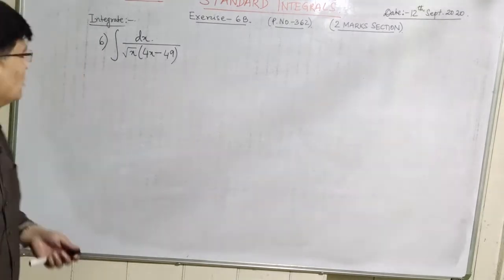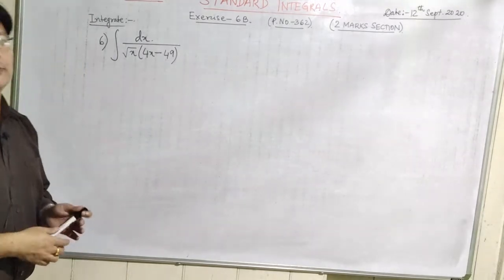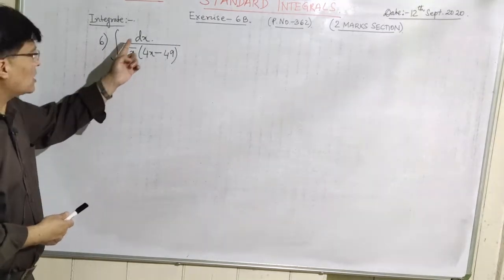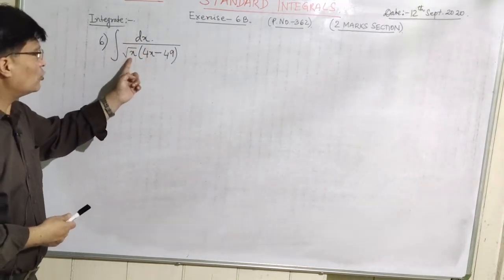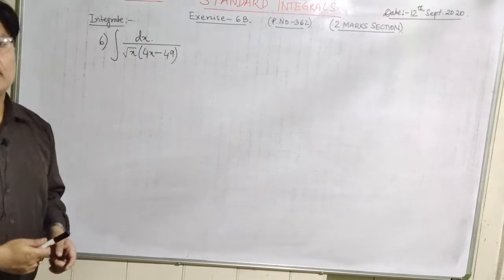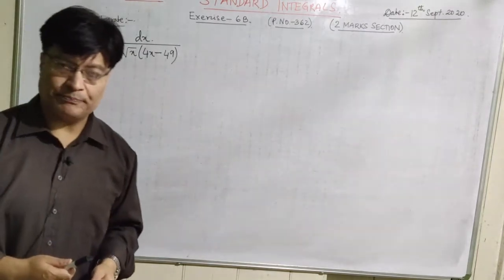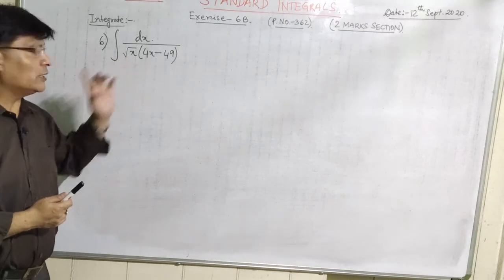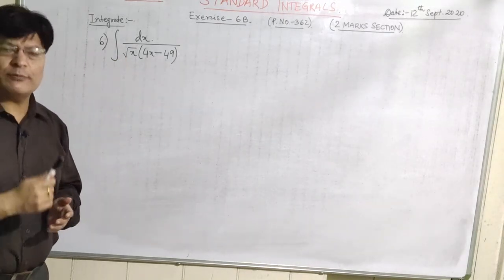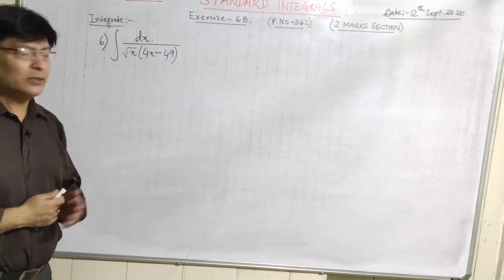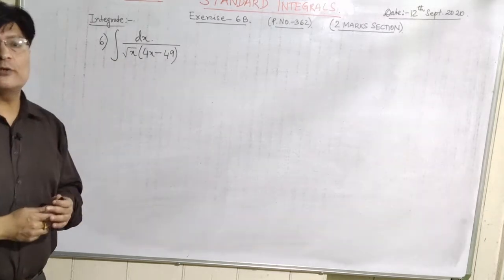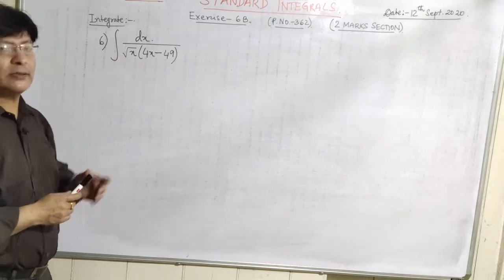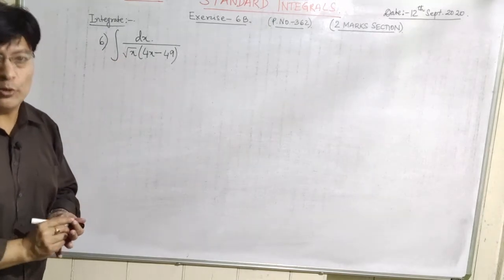So now we'll do the next question, that is question number 6. You have to integrate integral dx divided by root over x within bracket 4x minus 49. So now in this case, within square root there is x. You have to remove this square root. Okay, so you have to put x is equal to z square in this case. If you put x is equal to z square, square root will be removed.